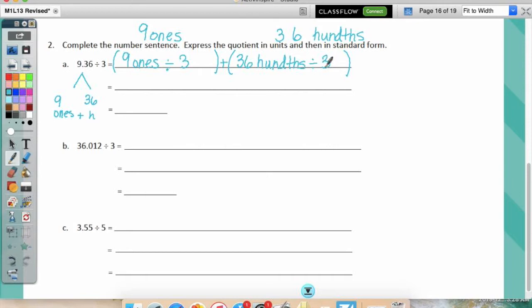So you said 9 divided by 3 was 3? Yes. Notice I had to put ones beside it. We've got to keep our place values straight. 36 divided by 3 was? 12. Okay. And I've got 3 ones and 12 hundredths. And notice I wrote my answer in standard form.